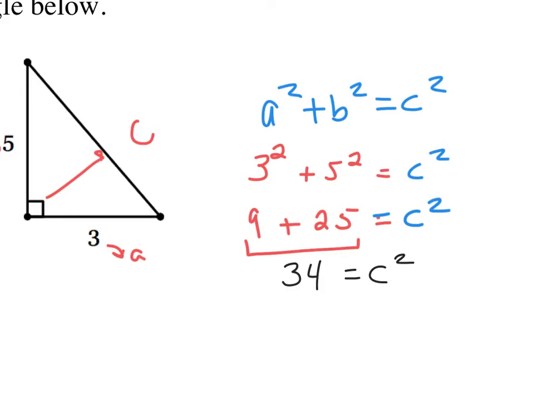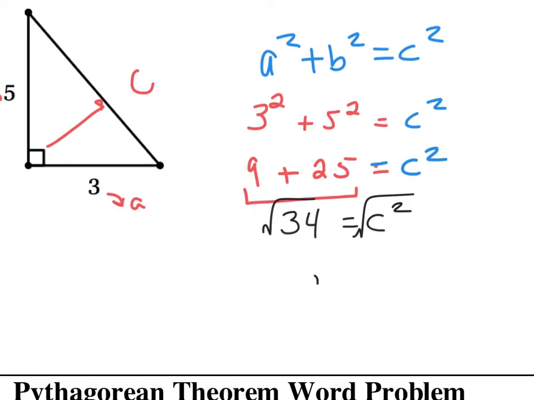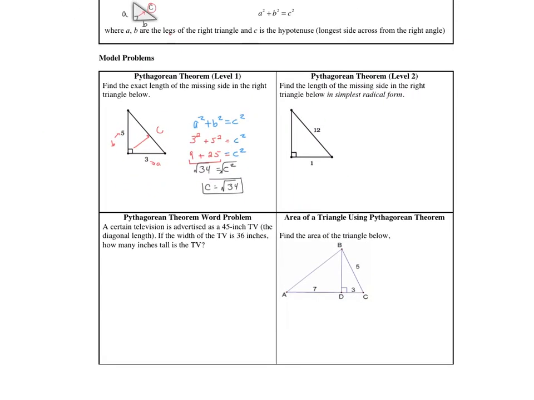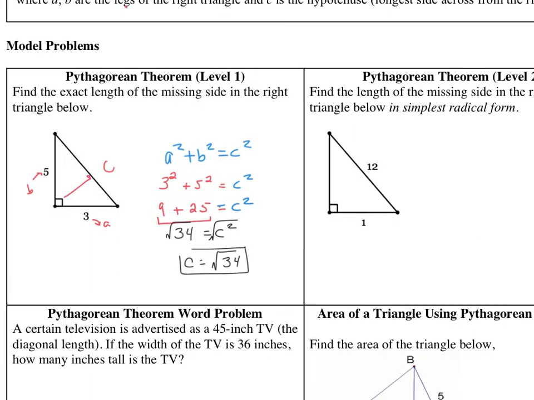And now what I'm going to do is take the square root of both sides to get rid of my square. So I get c is equal to radical 34. And that's your final answer. Now let's go on to our next example.